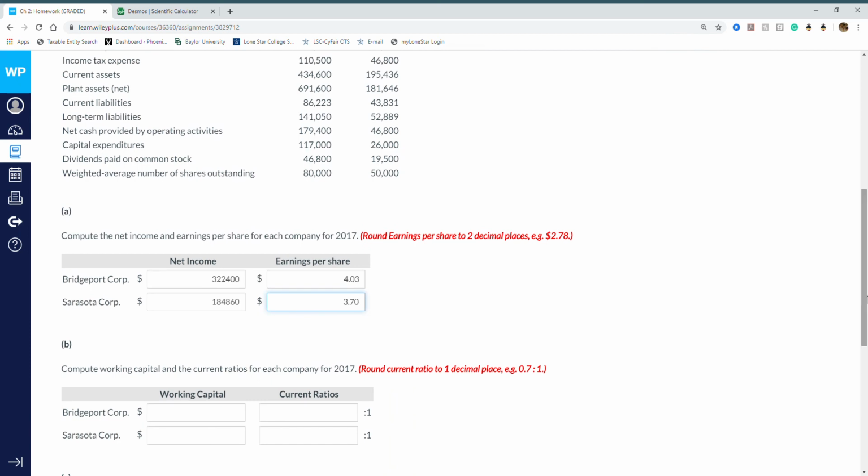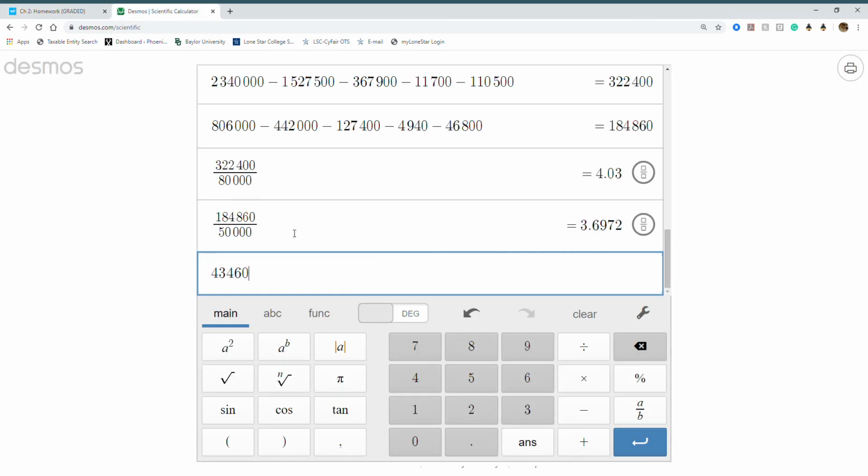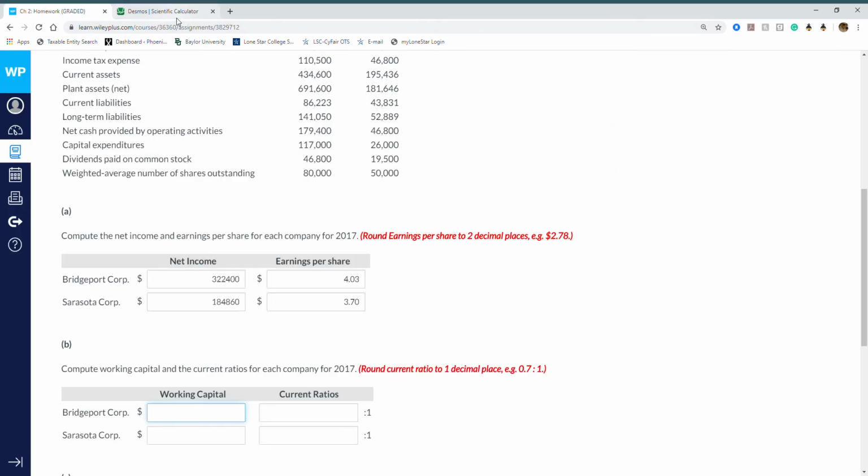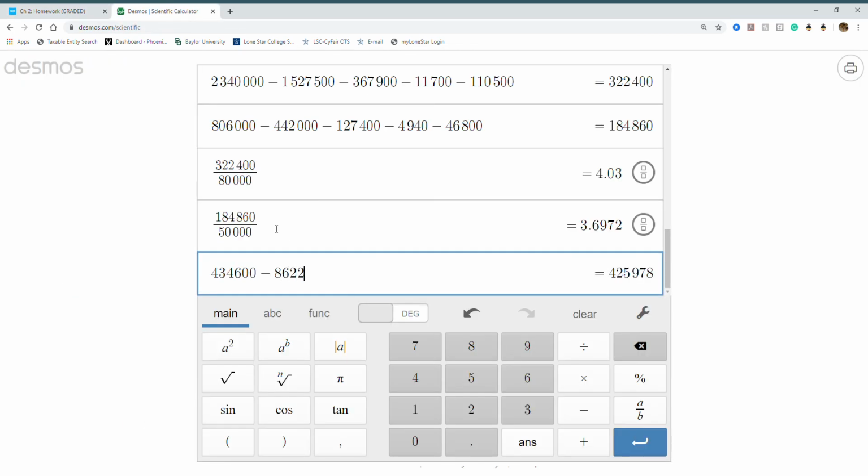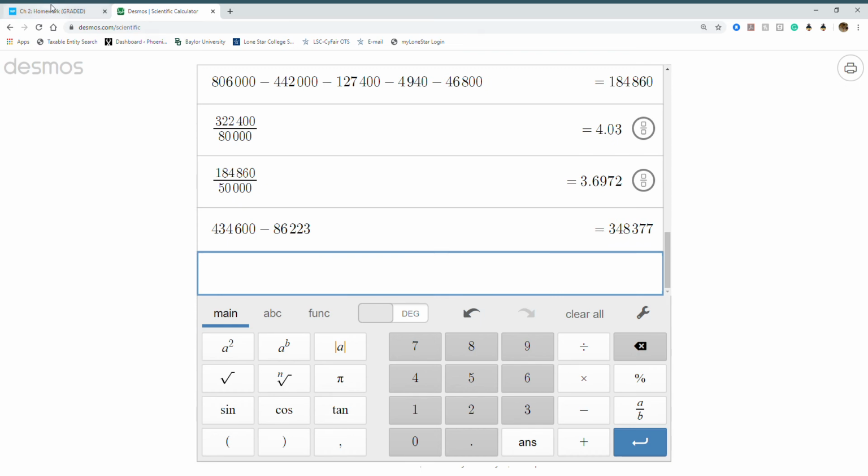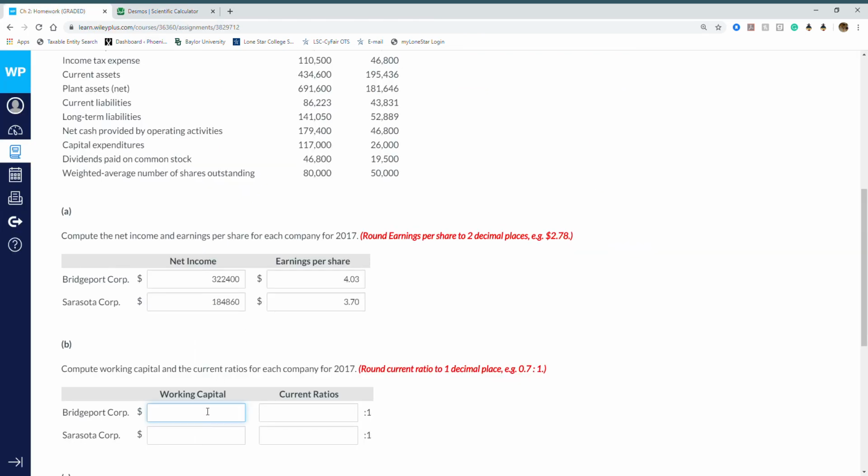Working capital. Okay. Remember, working capital is again our current assets minus our current liabilities. So we'll have 434,600 minus current liabilities of 86,223. So 348,377.